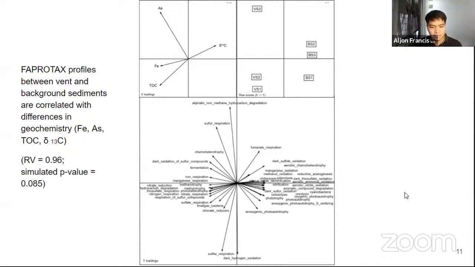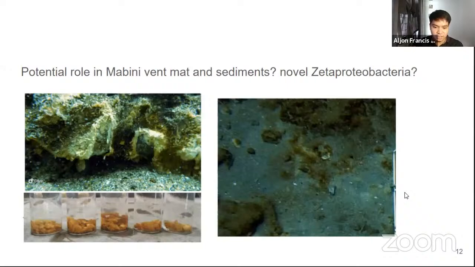So what else did we find? Remember that we found lots of iron in our vent. We were also able to find bacteria that use iron as electron acceptor. So both in some of the mat samples and also in our vent sediments. So these iron bacteria were recently classified and described by microbiologists as Zetaproteobacteria. And they have some very interesting biology. As context, iron is a trace element in seawater. And there's growing evidence that hydrothermal vents and microbes have a role in distributing iron in seawater globally.